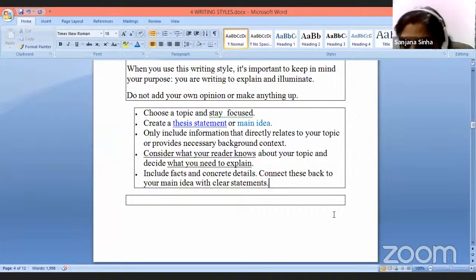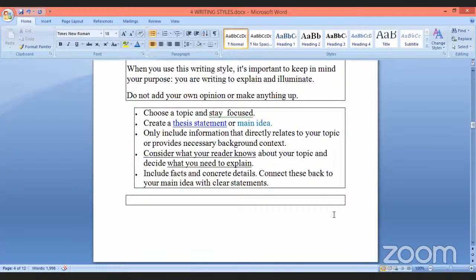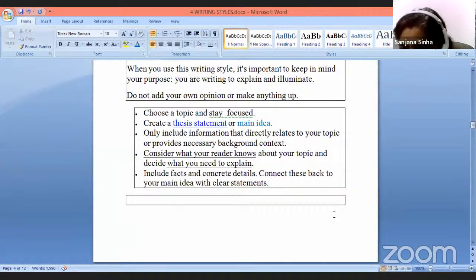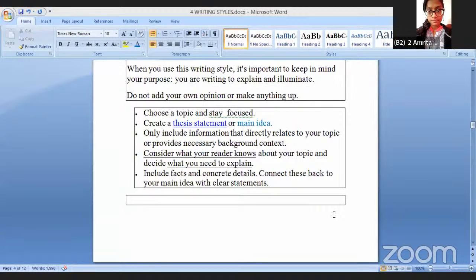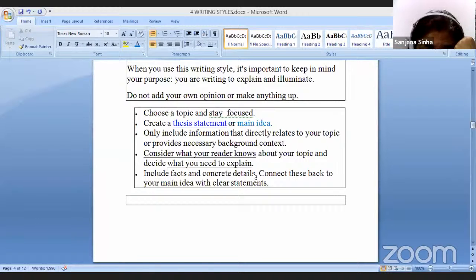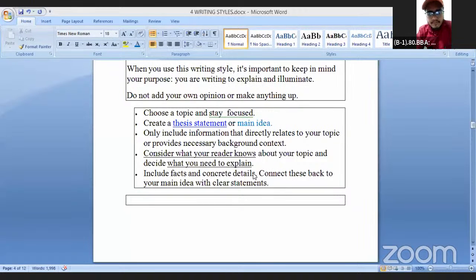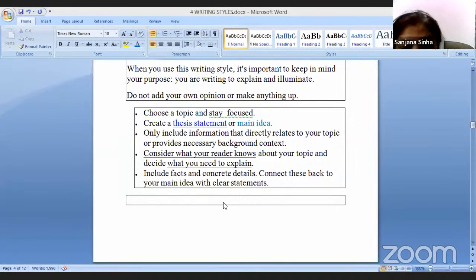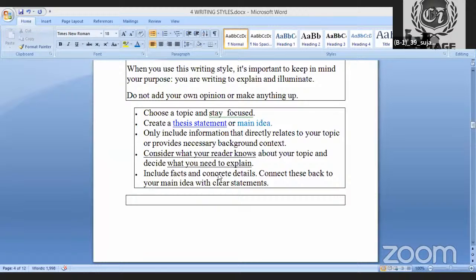Have we finished? Any question you want to ask? Ma'am, please explain concrete details. It means whatever facts you are giving should be solid, should be concrete. It should be based on facts, concrete. Okay ma'am. What does concrete mean? In the 7 C's of communication, there was concrete, right? It should not be baseless. It should be concrete.